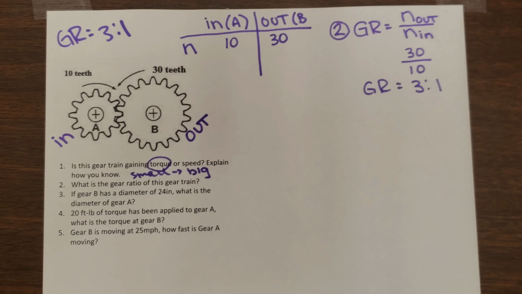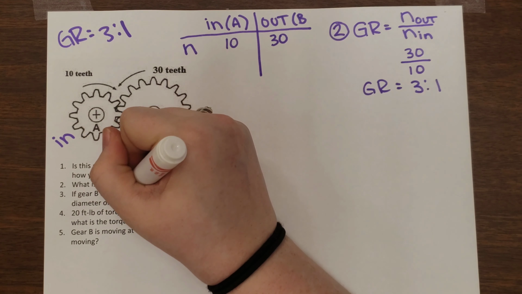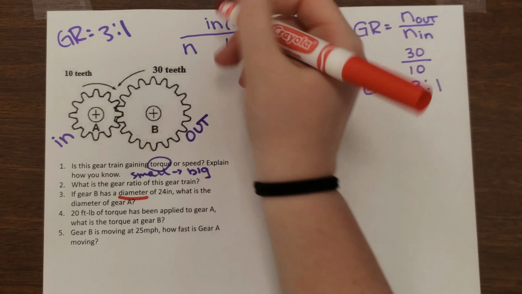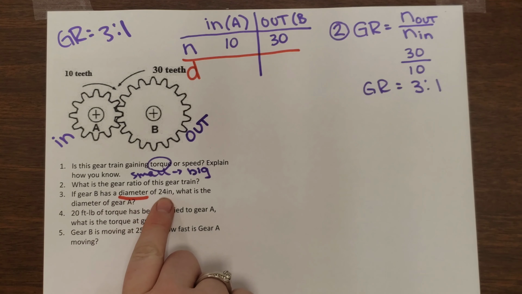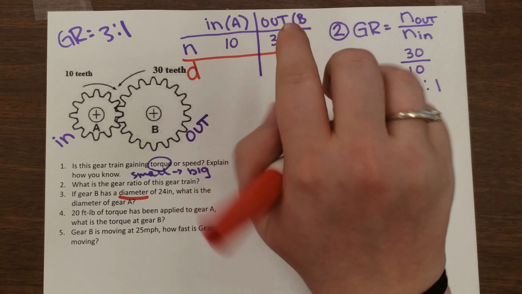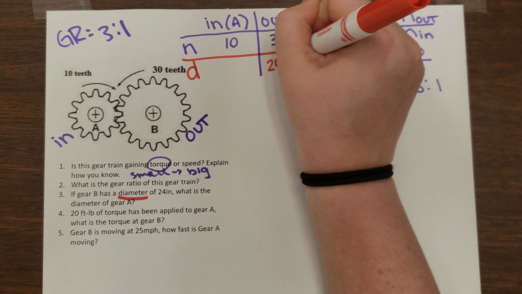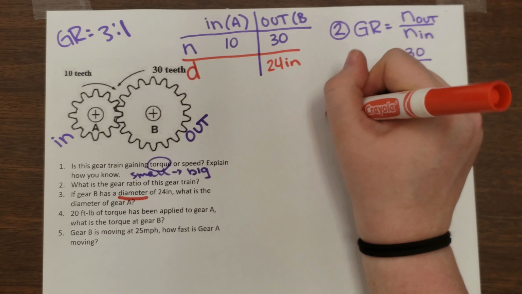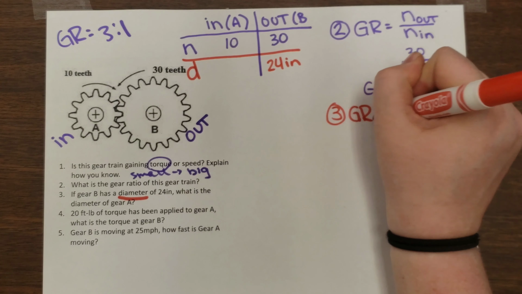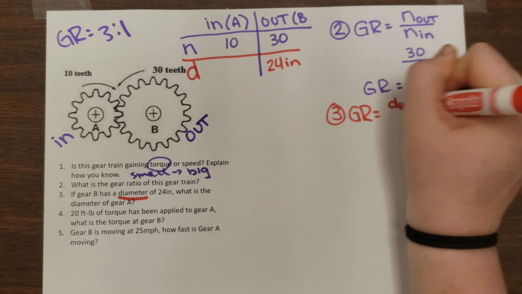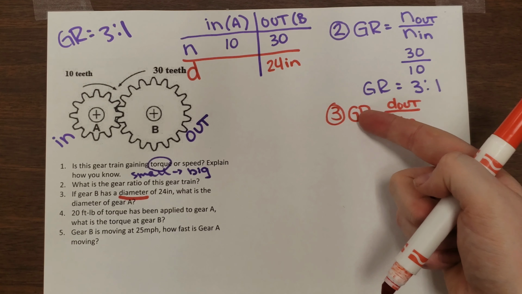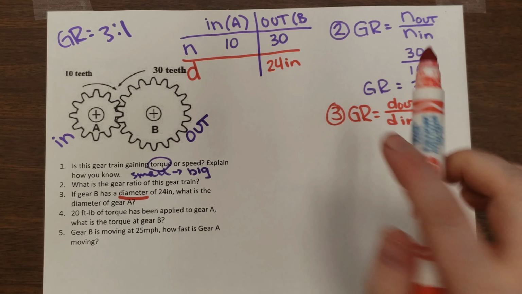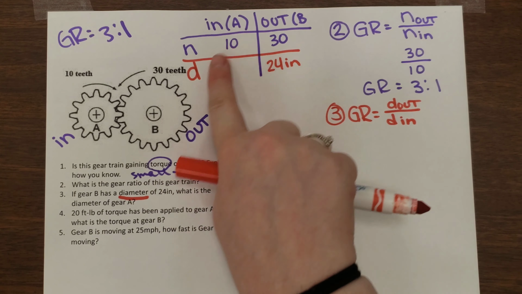Next, for question number 3, it's asking us to find the diameter if gear B has a diameter. So I'm going to be finding diameter. I know gear B has a diameter of 24 inches. So that's my out. I've got 24 inches. So I need to calculate using my formula: gear ratio is the diameter of the output divided by the diameter of the input. I know my gear ratio already. I'm not solving for that. My missing information is the input diameter.